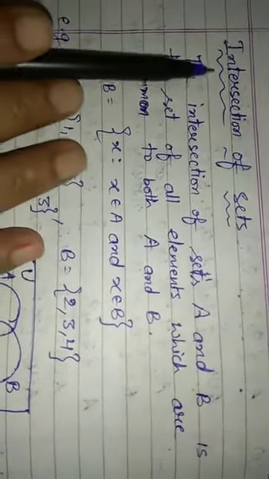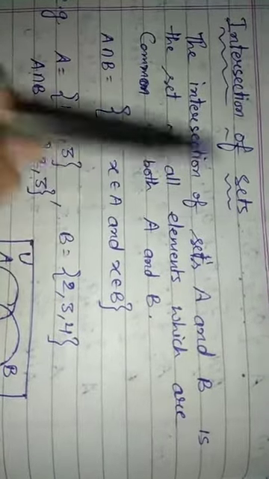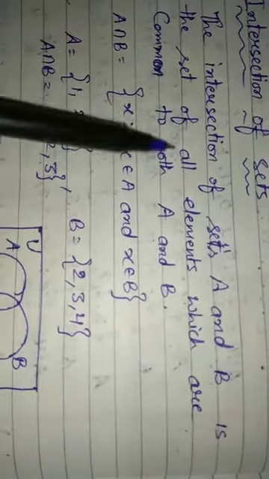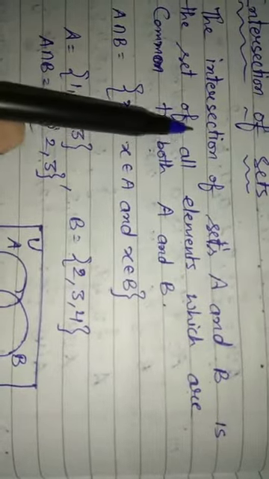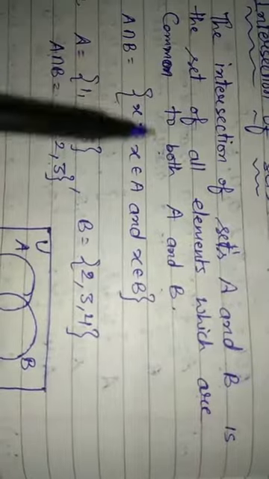So, next operation is intersection. Intersection of sets. The intersection of sets A and B is the set of all elements which are common to both A and B. Okay.